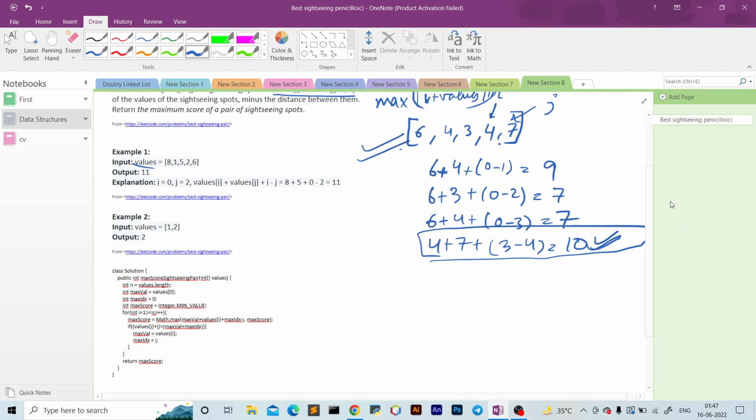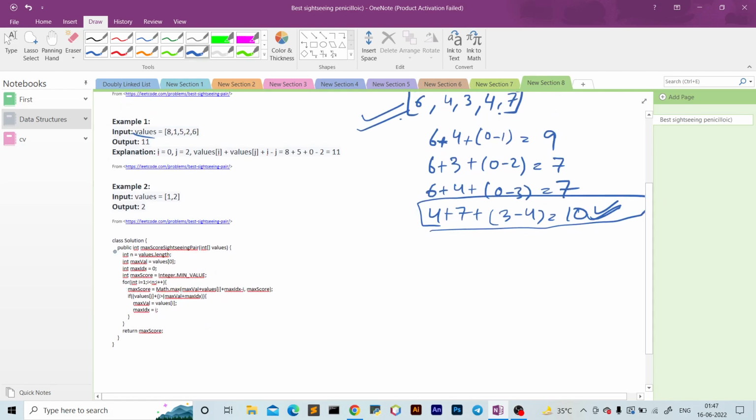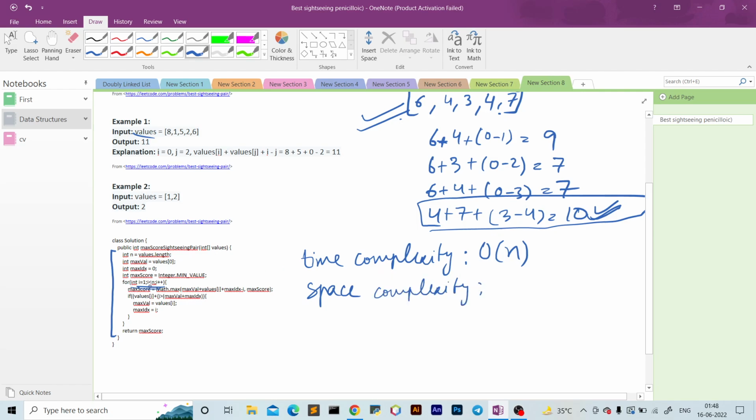And now this is the approach that I have discussed through this example, and the time complexity of this problem is simply O of n, because I'm just looping from the I index from 1 to n, and space complexity is O of 1 because I'm not using any auxiliary space.